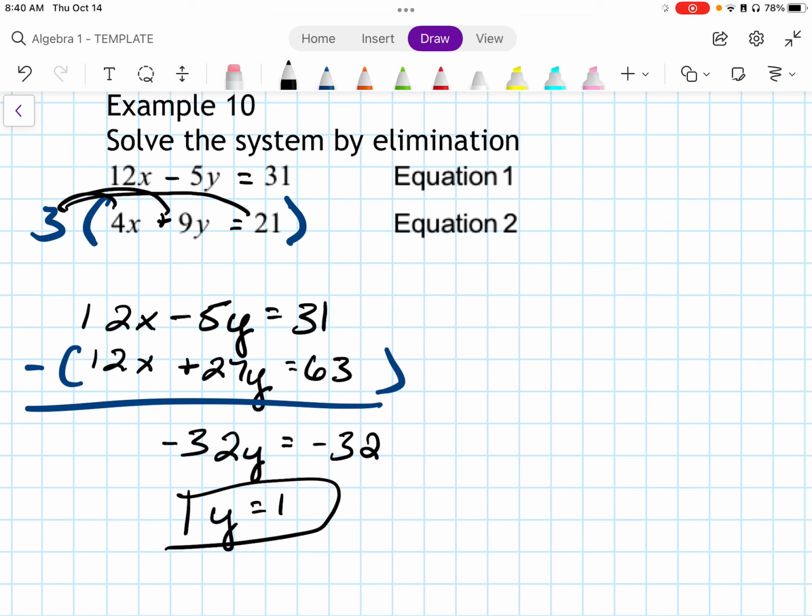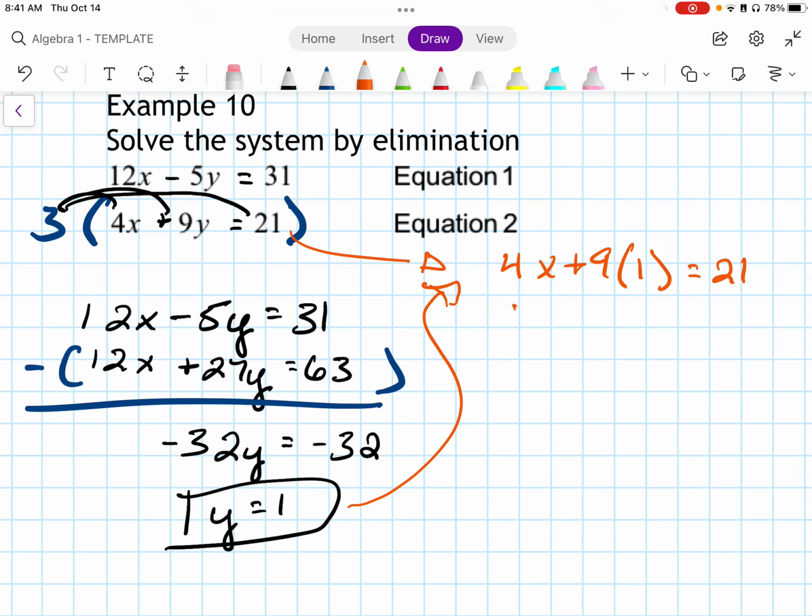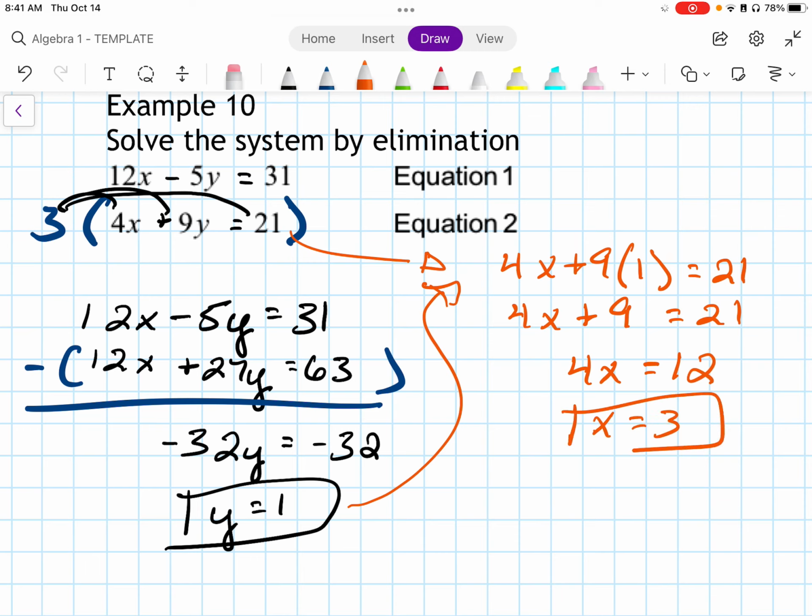Now I need to plug back into an original equation to get my x. I think it'd be slightly easier to plug into the bottom one, so I'm going to do that. I would have 4x plus 9 times 1 equals 21. So 4x plus 9 equals 21. 4x equals 12, and x equals 3. To finish, I write this as a point. It would be the point 3, 1.